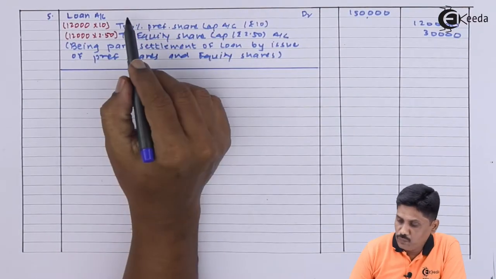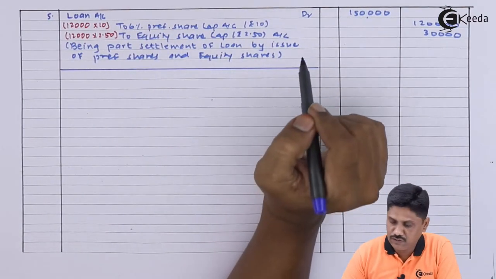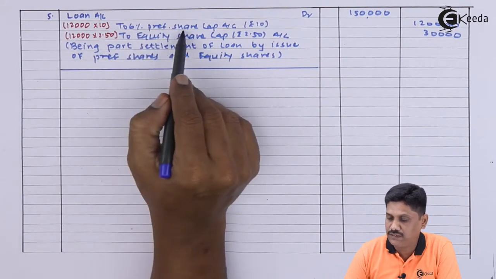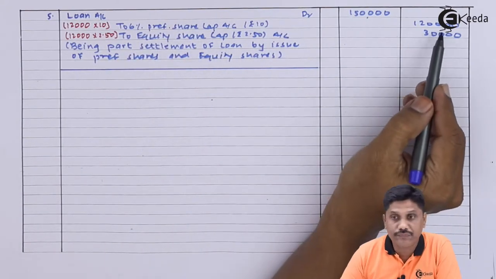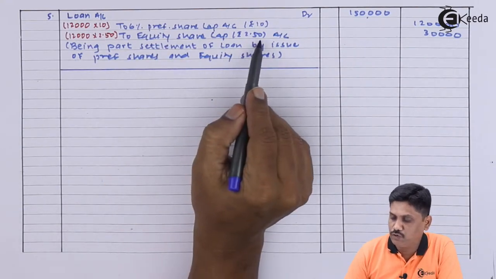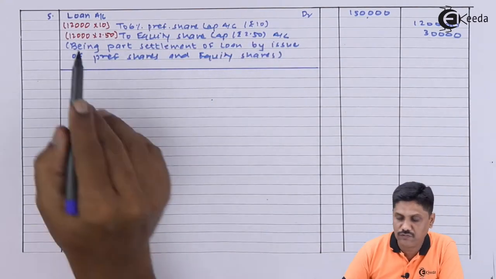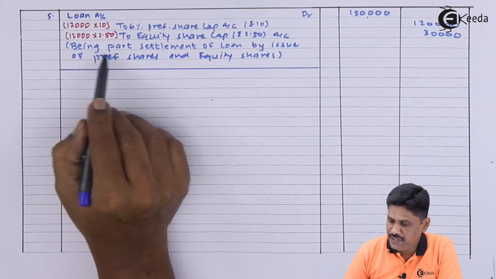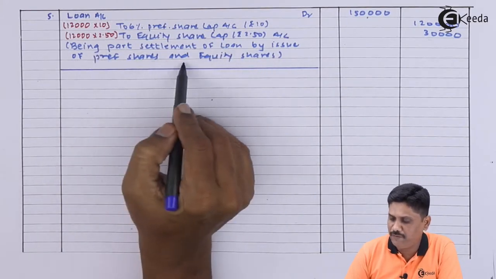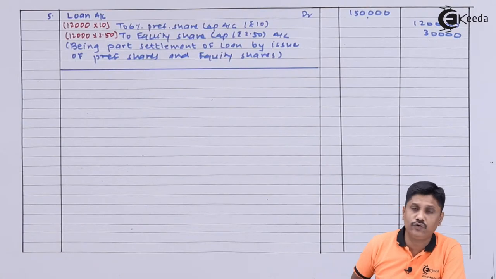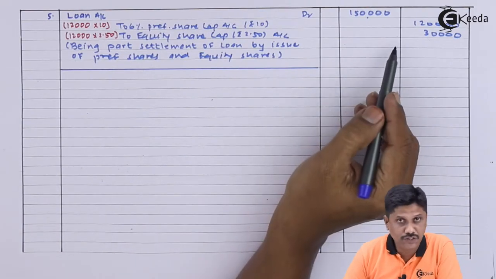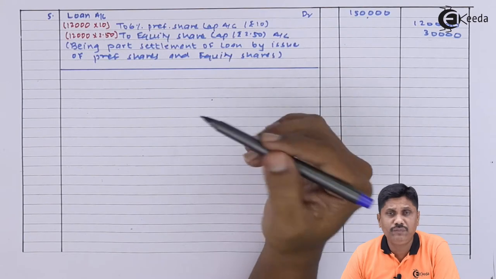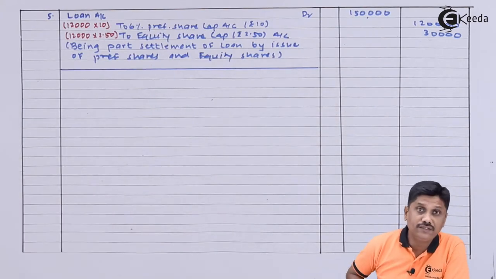Friends, see the entry now. Loan account is debited 1,50,000. Against that, we gave them 12,000 preference shares of 10 each. So 2.6% preference shares 10 each credited 1,20,000 to equity share capital 2.50 account credited 30,000, which is also 12,000 equity shares of rupees 2.50 each. Narration is being part settlement of loan by issue of preference shares and equity shares. So we have settled the loan not fully but partially by giving them shares. So these shares we have issued to settle the loan, that is issue of shares for consideration other than cash. When we prepare a balance sheet, we will mention this. Let's see the next information.